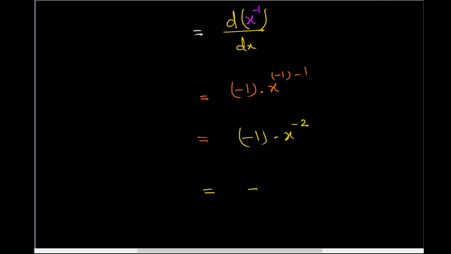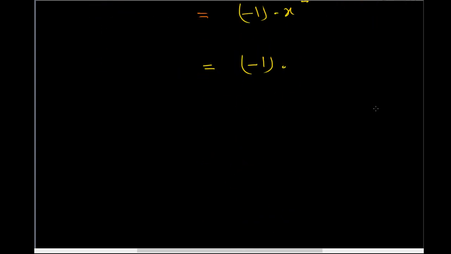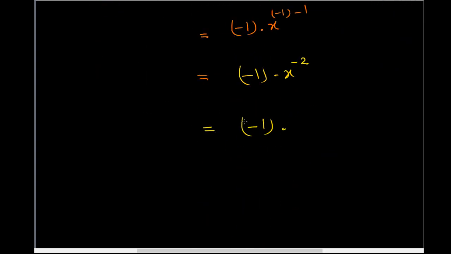Now we can say this is the same as -1 times, and we can convert this using the same property in the reverse way: x to the -n is also equal to 1 over x to the n. So x to the -2 is 1 over x square, because when it comes to the denominator we take the opposite of the exponent. Since it's negative, it will be positive. So -1 times 1 will be -1, and the denominator will be x square.